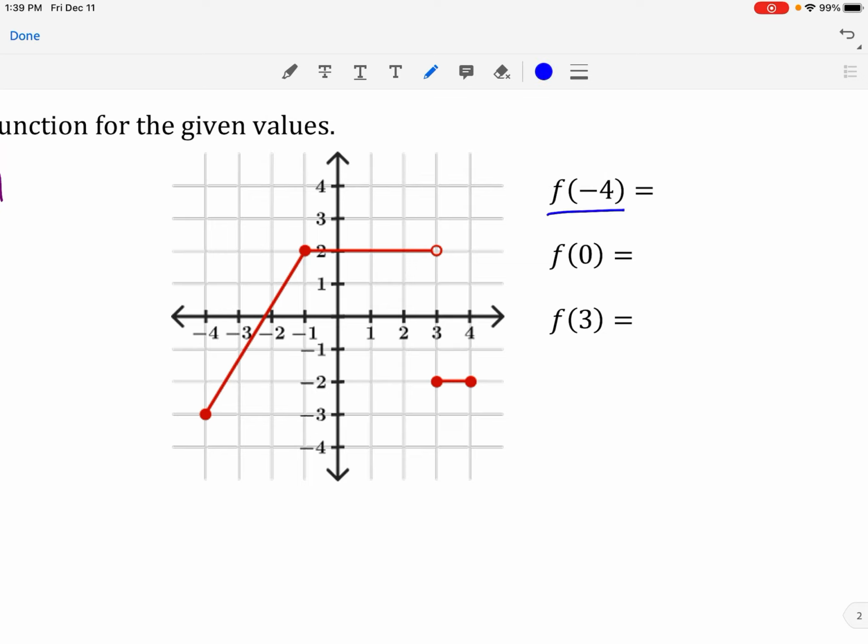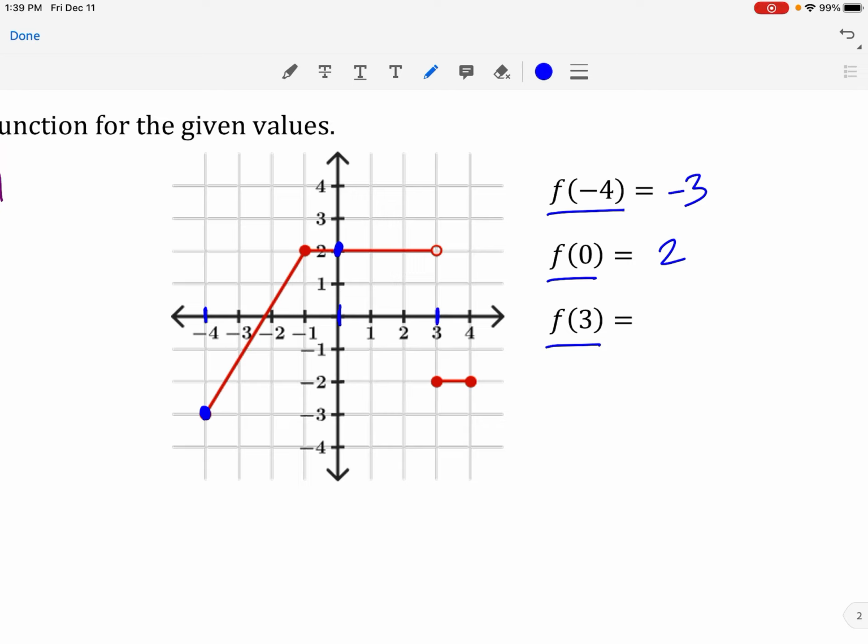Our first x value is -4, so you go to -4, follow it up or down. So this time we go down to our function, which has a y value of -3. When x equals 0, that's right here on the x-axis, following that up to our function, which is at positive 2 for a y value.